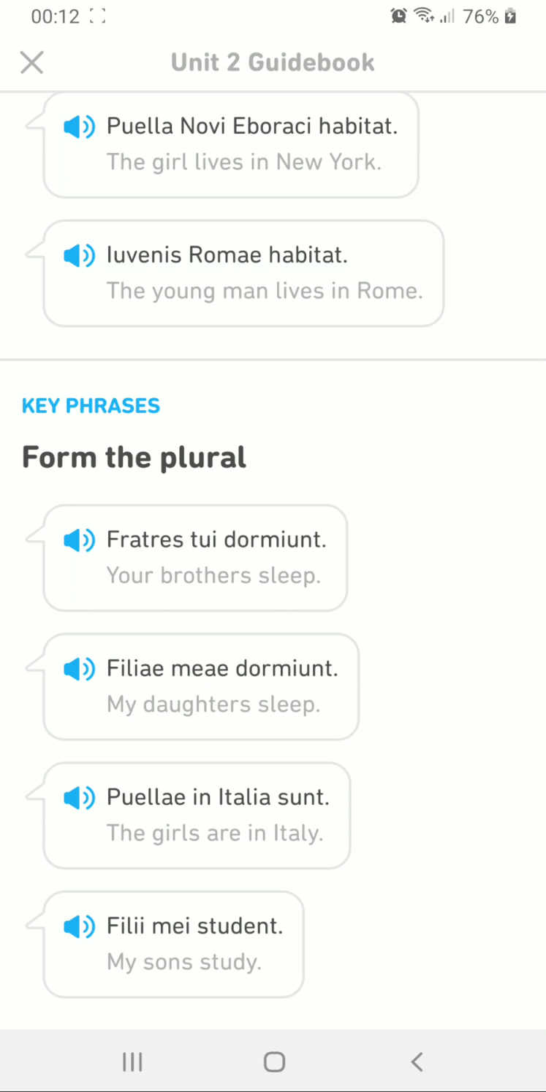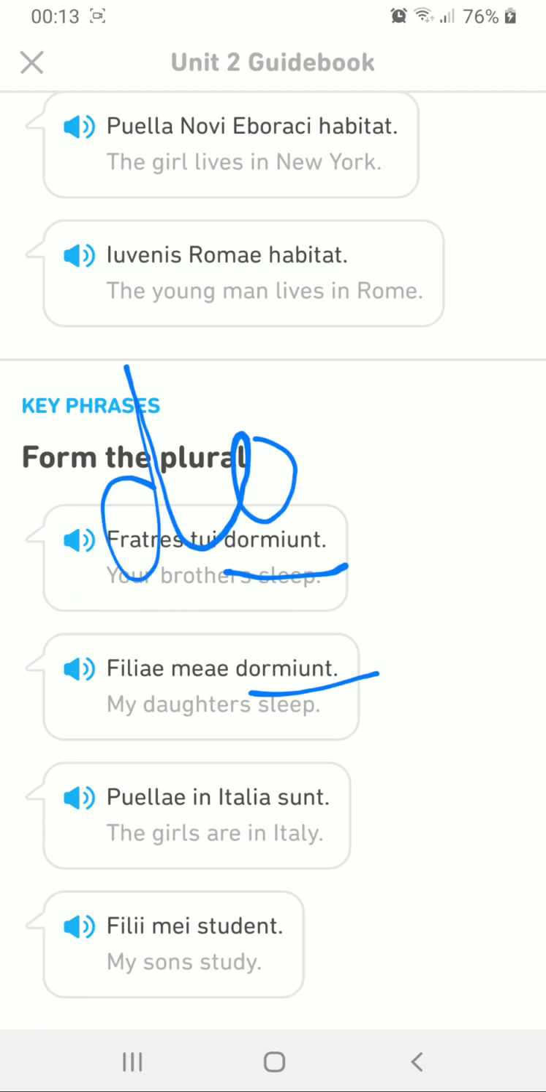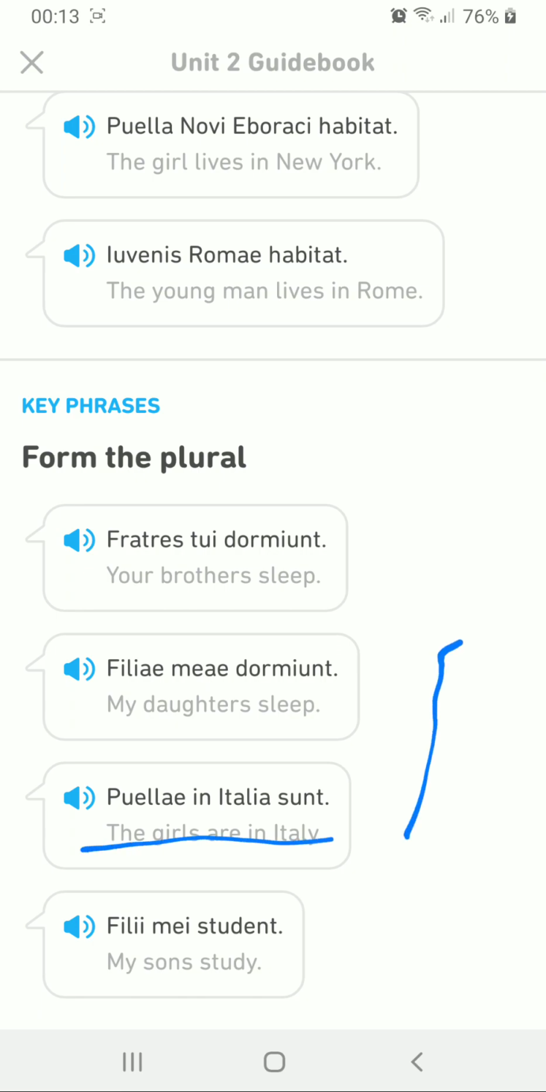So dormiunt, also the verb here. Before we saw dormit, which was sleeps, but dormiunt is they sleep. Moving on, we have puellae in Italia sunt. What is puellae? It's the girls are in Italy.